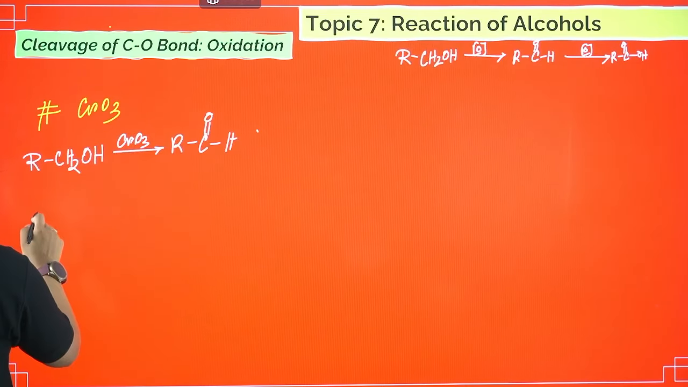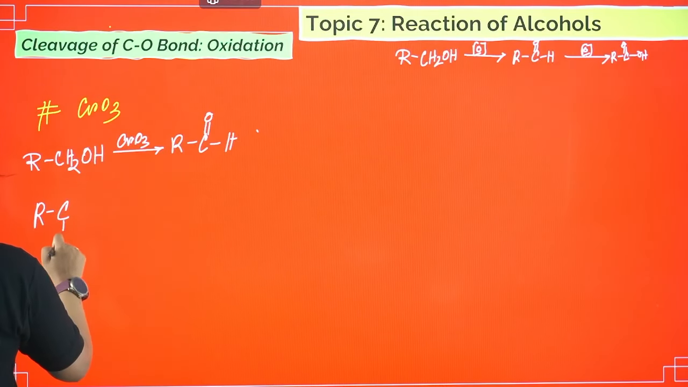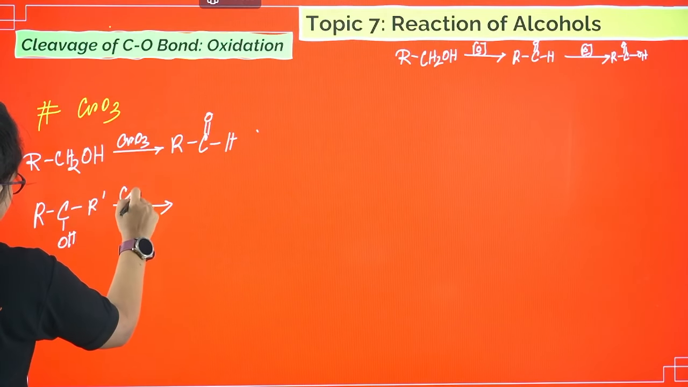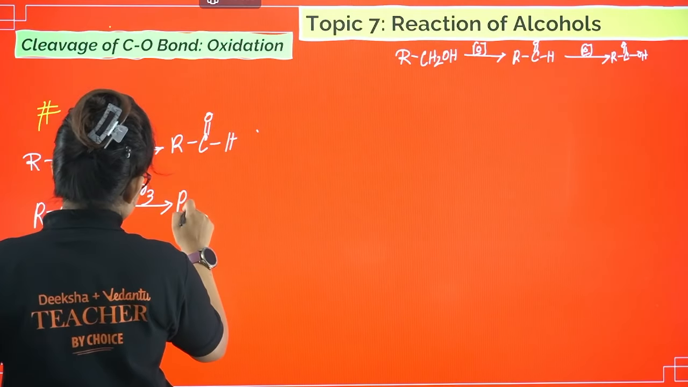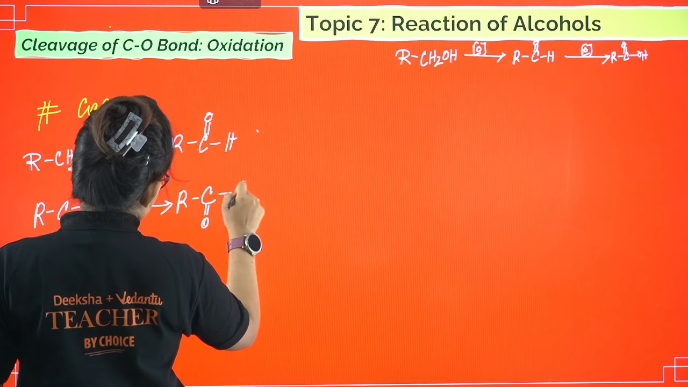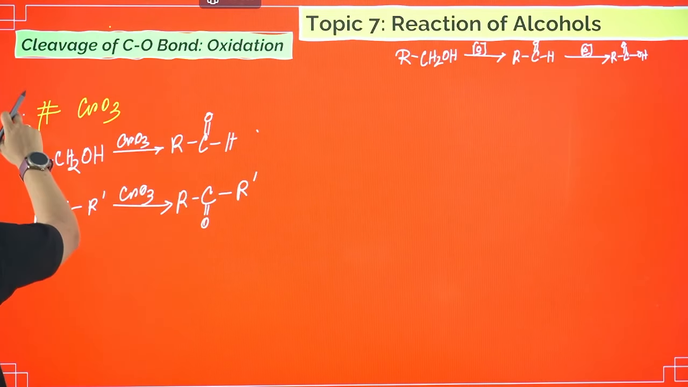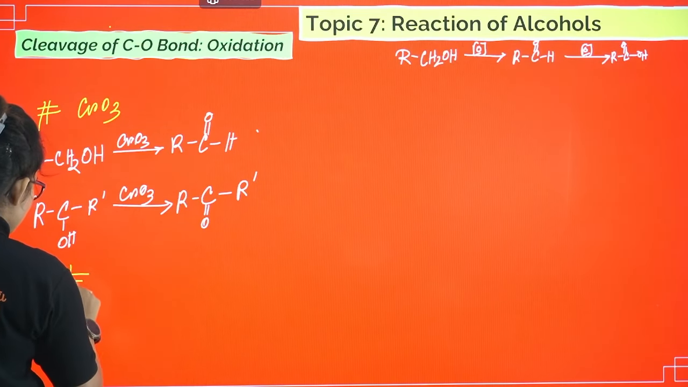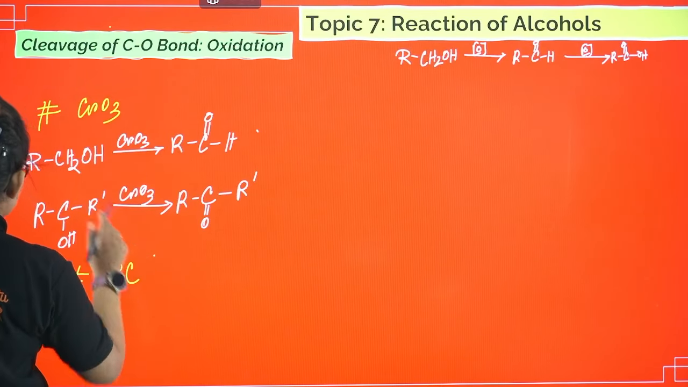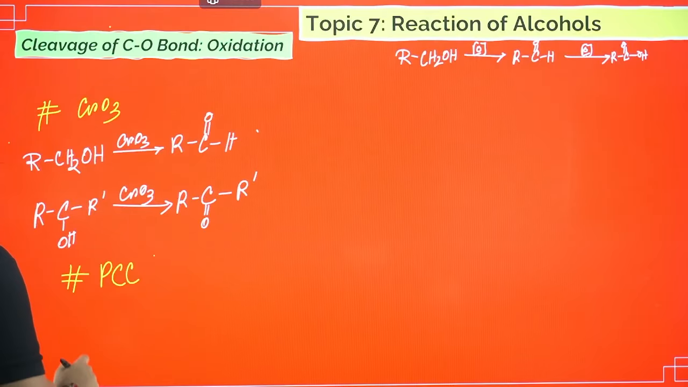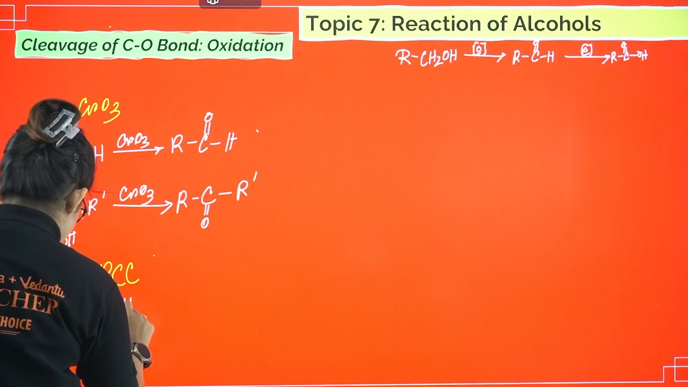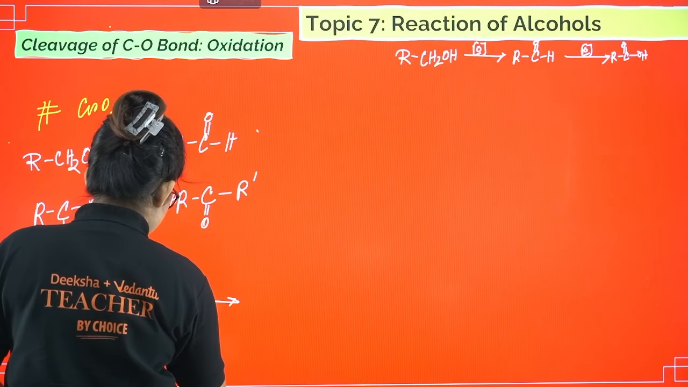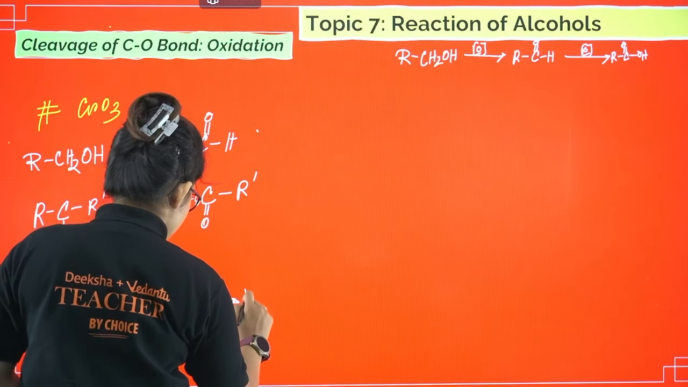Let's say you have a 2 degree alcohol. You give CrO3, you will end up with some ketone. Next we will proceed with the reagent PCC, pyridinium chlorochromate. Here also, if you start with a 1 degree alcohol, RCH2OH, on being treated with PCC it will give RCHO.